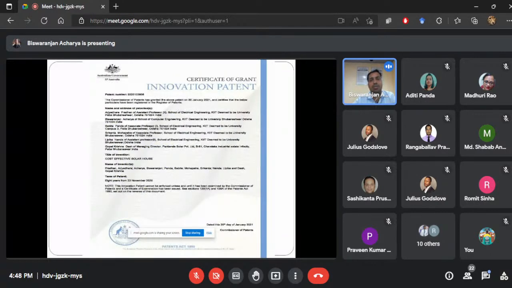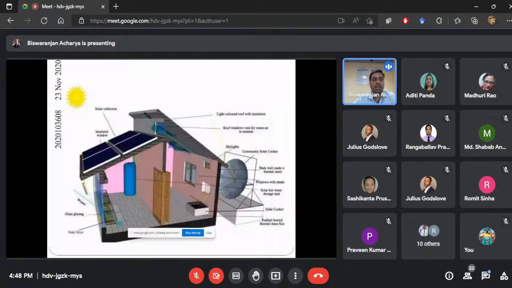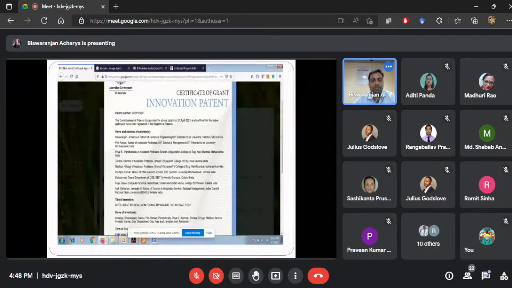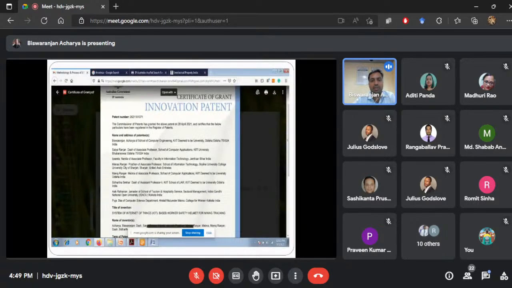This is the certificate from the Australian government, Australian IP. This is for 8 years from 23rd November 2020. This is an innovation patent. This is a short term period. This is also one Australian patent we filed and was granted, that is solar house. These are many examples of Australian patents.